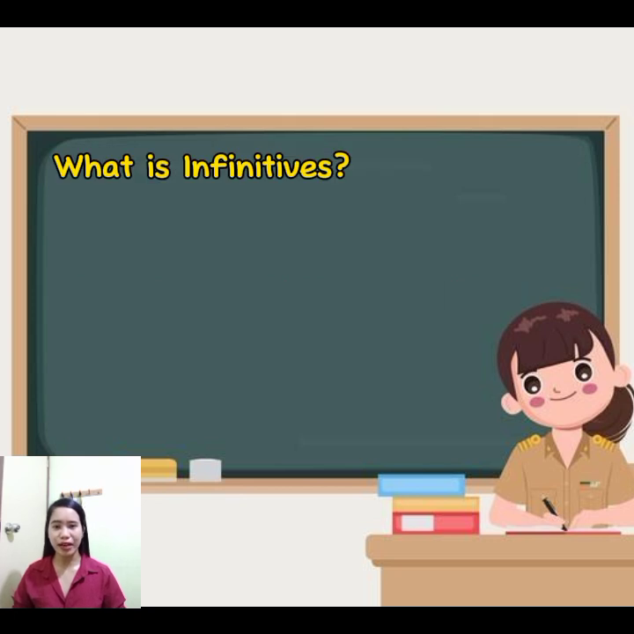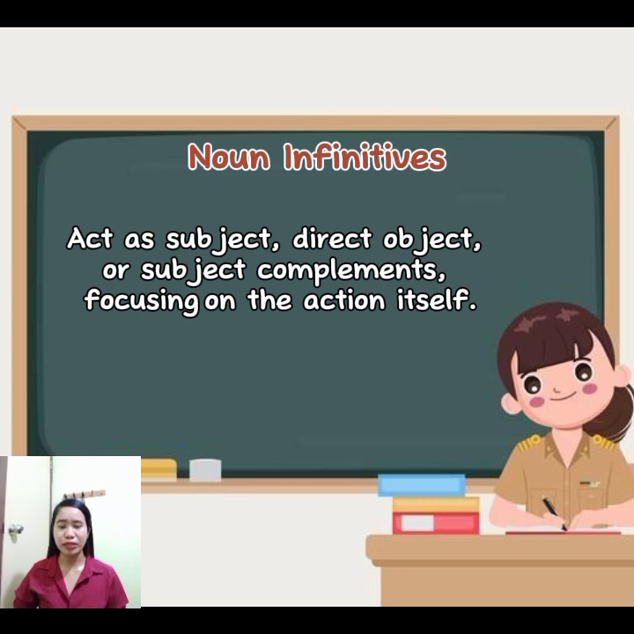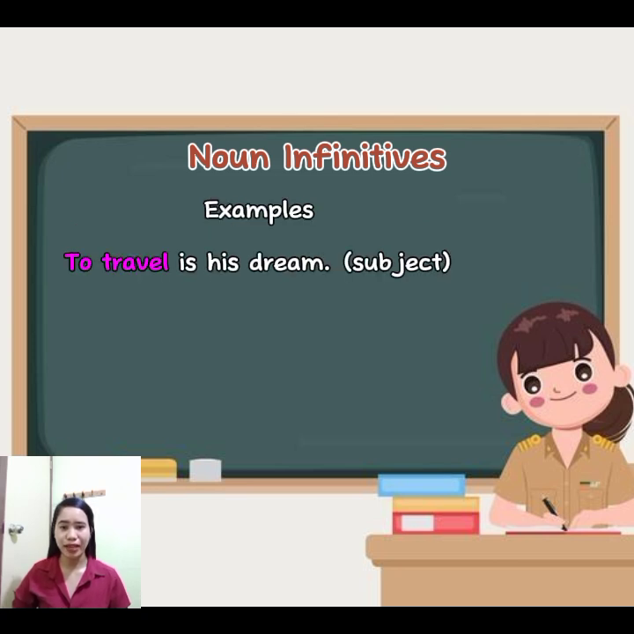And the last type of verbals is the infinitive. An infinitive is a verbal consisting of the word to plus a verb in its simplest stem form and functioning as a noun, adjective, or adverb. Let's start with noun infinitives. Noun infinitives act as subject, direct object, or subject complement, focusing on the action itself. Here is the example: To travel is his dream. The phrase to travel is a noun that functions as a subject in the sentence.